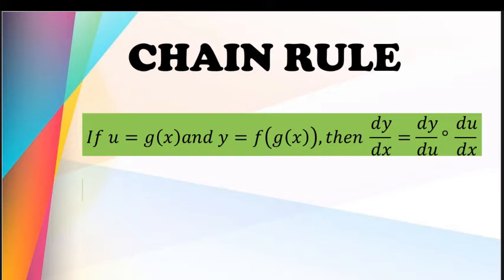According to the chain rule, if u is equal to g of x and y is equal to f of g of x, then the derivative of y with respect to x is equal to the derivative of y with respect to u times the derivative of u with respect to x. Now this rule can be proven using the Leibniz notation, but we will not discuss that this moment. Rather, we will be using this chain rule to answer different problems. Now let's have an example.